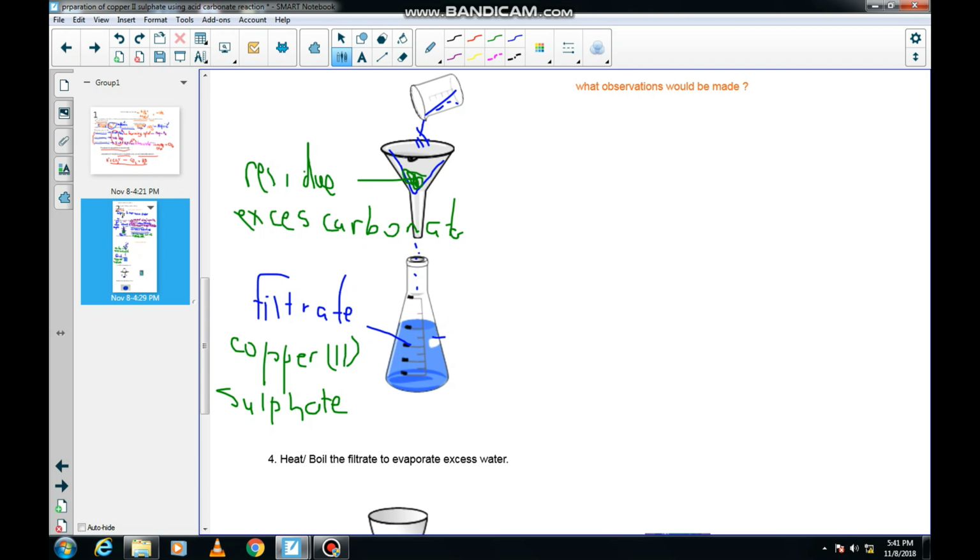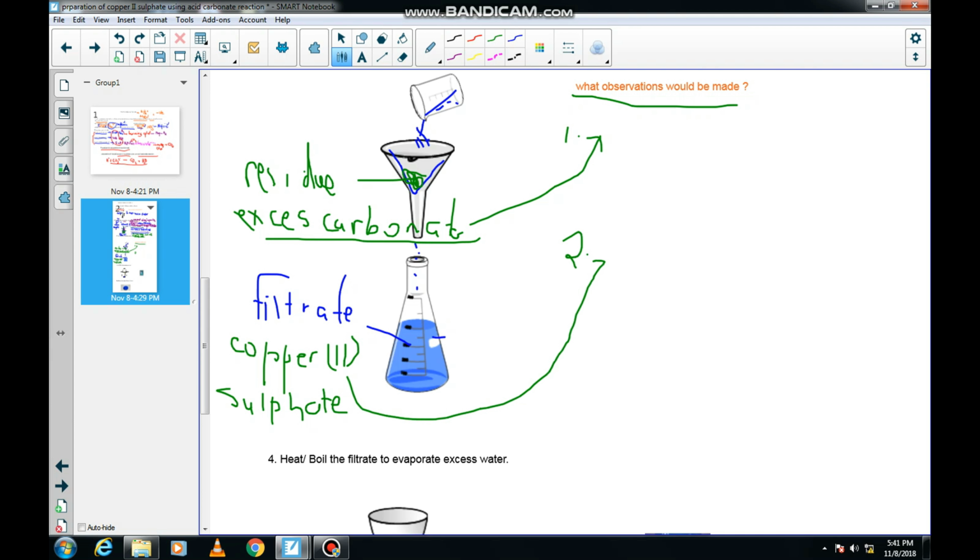And what observations would we make? The first observation is that the copper 2 carbonate, the excess carbonate, remains trapped in the filter paper as a residue. And the second observation is that a blue filtrate of copper 2 sulfate passes through the filter paper.